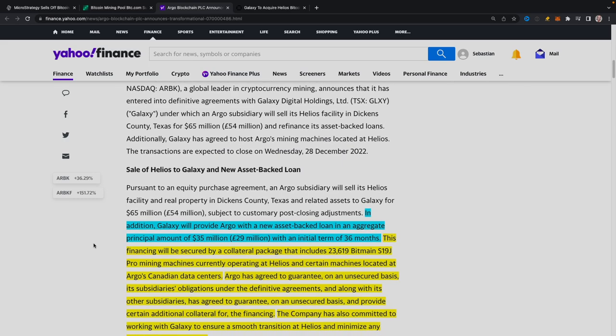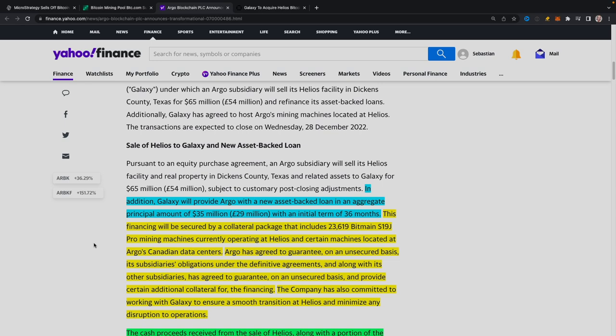In addition, Galaxy will provide Argo with a new asset-backed loan in an aggregate principal amount of $35 million with an initial term of 36 months. So that's not too bad for 3 years. They're going to have to pay on it approximately $12 million or so a year. That is, I think, definitely doable for them.